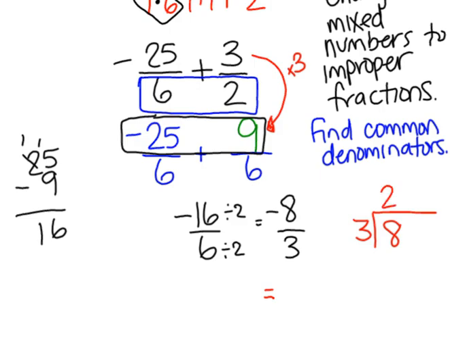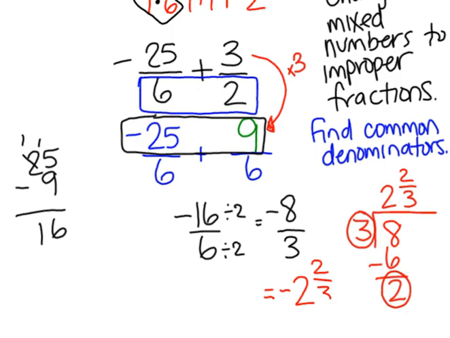2 times 3 is 6. And then we're going to subtract. And then instead of turning it into a decimal, I'm going to rewrite this as 2 over 3. So I get an answer of 2 2/3. This was a negative number, so I'm going to keep the negative, and my final answer is negative 2 2/3.